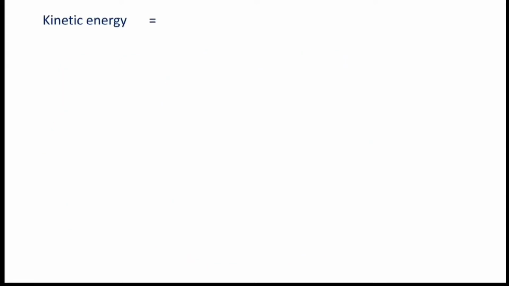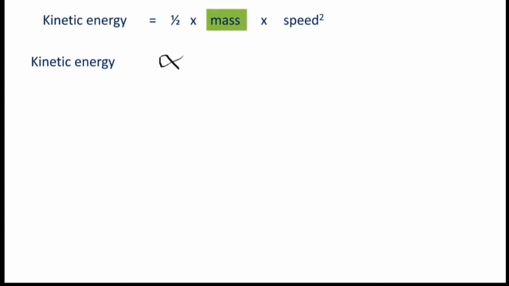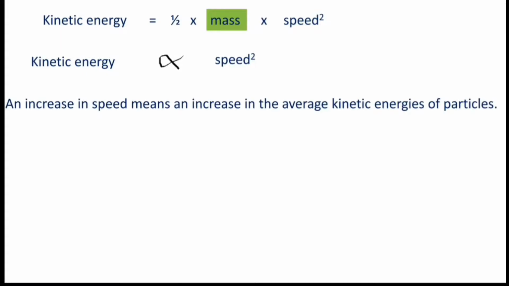Now, kinetic energy is equal to half times mass times the speed squared of an object or particle. Okay? Now, if the mass remains at a set value or is constant, there is a relationship between the speed and the kinetic energy. We say the kinetic energy is directly proportional to the squared speed. What does this mean? Well, it simply means an increase in speed means an increase in the average kinetic energies of particles. And the converse is true. A decrease in speed means a decrease in the average kinetic energies of particles.